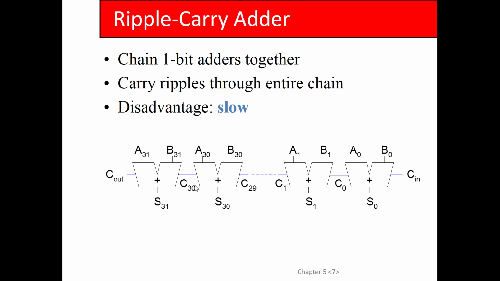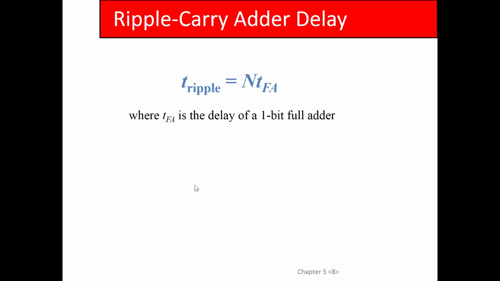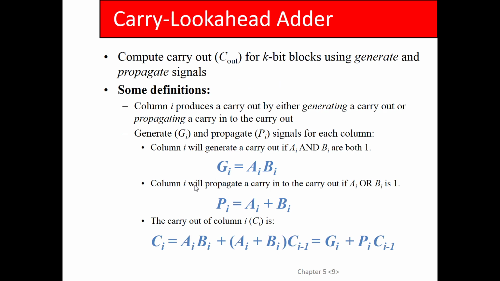What is generate and propagate? Well, generate is whenever my 2 inputs are both 1. That's simple. And propagate is when either one of them is 1. So generate is A and B, propagate is A or B. Everyone see that? That's pretty fast, right? So I don't have to wait, I don't have to propagate all the way through that.